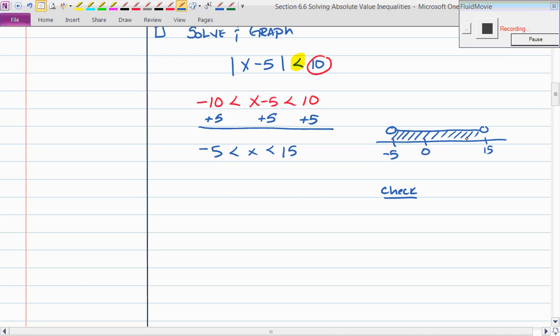Well, we could take any test point that's in this shaded region. So if I pick this point here, which I'll call the point 10, it looks about like 10. If I plug 10 into this equation, it should give me a true statement.